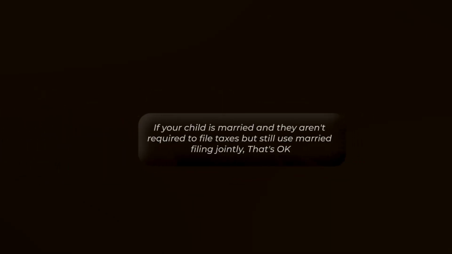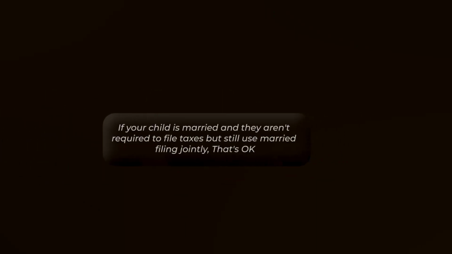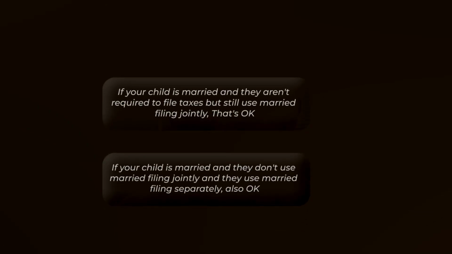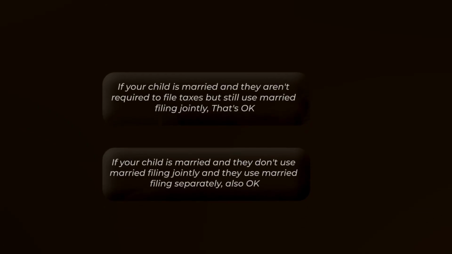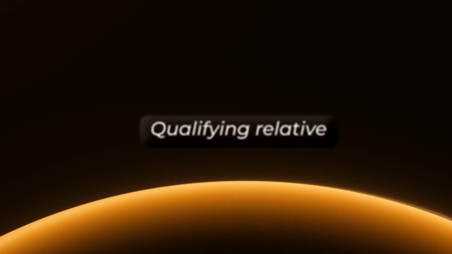So what this means is if your child is married and they aren't required to file taxes but still use married filing jointly, that's a-okay. If your child is married and they don't use married filing jointly and they use married filing separately, also a-okay if you claim them as a dependent. However, the one thing they cannot do is be married and be required to file taxes and use the filing designation married filing jointly. Now, the other type of dependent that you will see is a qualifying relative.